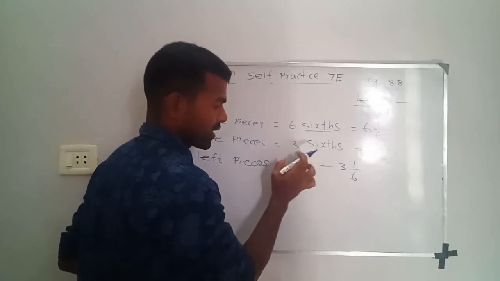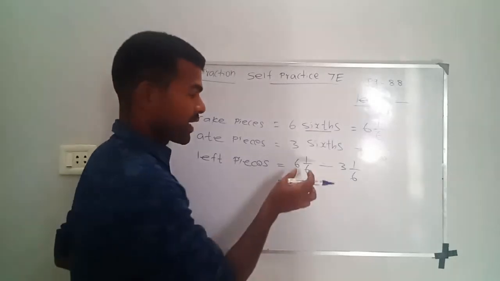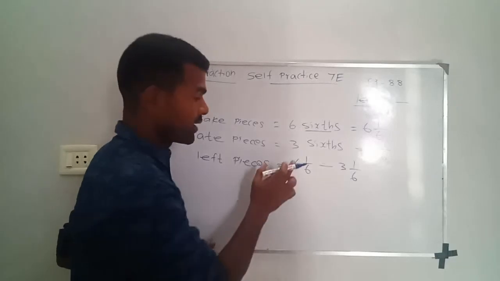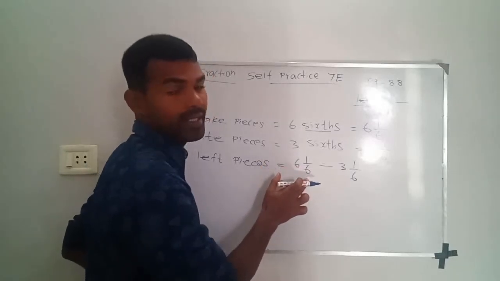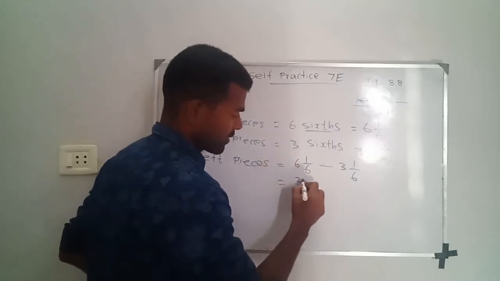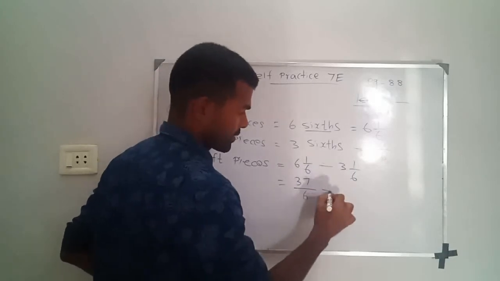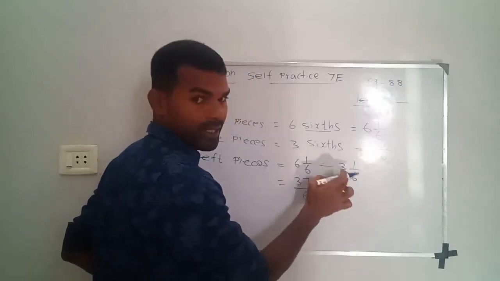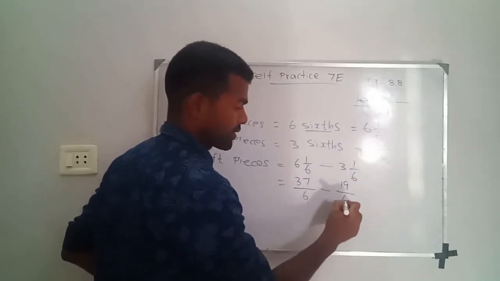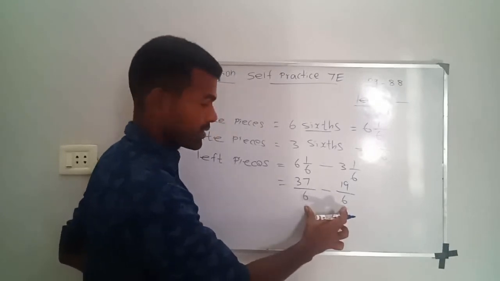Convert this mixed number into an improper fraction. How will we convert? 6 multiply 6, 36. 36 plus 1, 37. What is the denominator? 6. Yes. Minus 3 multiply 6, 18. 18 plus 1, 19, by denominator 6. Same denominator 6, 6. Same denominator, that is the like denominator.